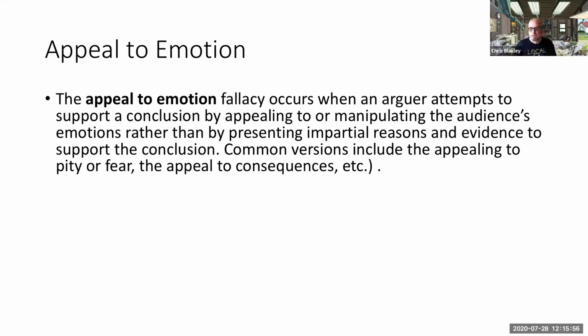So appeal to emotion. This is one of our informal fallacies. And again, this one in particular helps us get across this distinction between merely rhetorical persuasion, persuasion through non-rational means, versus rational persuasion or logical persuasion. So the appeal to emotion fallacy occurs when an arguer attempts to support a conclusion by appealing to or manipulating the audience's emotions rather than by presenting impartial reasons and evidence to support a conclusion.